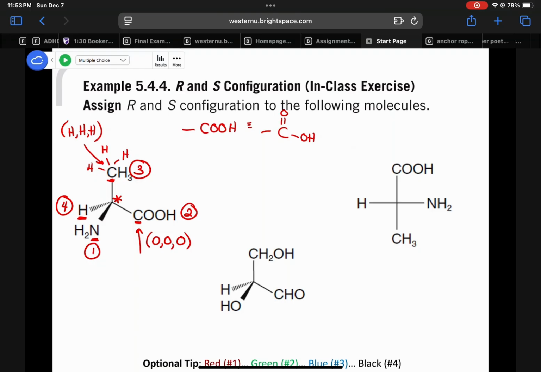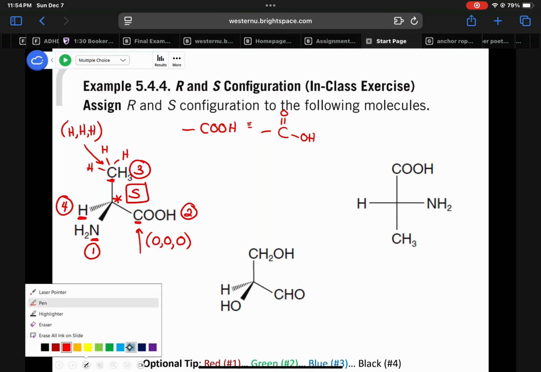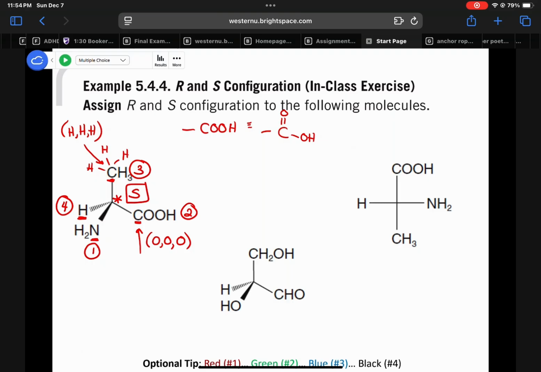What do we think? Is it R or S? Hands up for R. Hands up for S, and S is correct. Good stuff. In this picture, the hydrogen was already drawn away from us. So we built it because that's a good practice to do. But since 4 is already pointing away from us, I can go 1, 2, 3 and see that anti-clockwise, counterclockwise direction already.